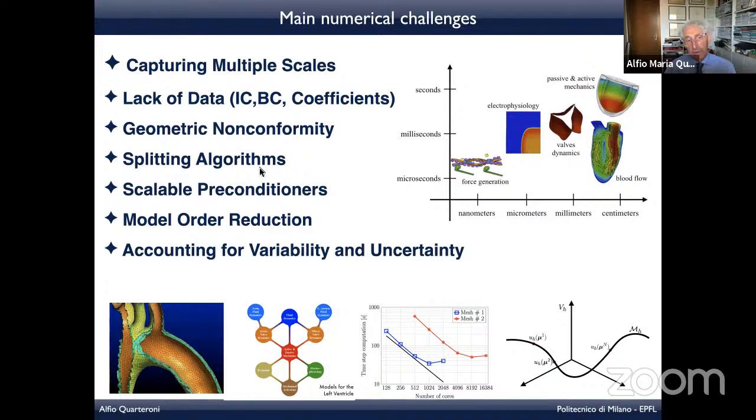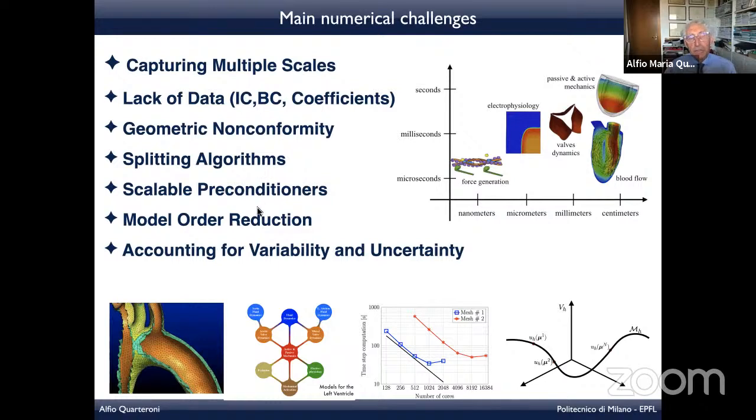We need splitting algorithms because you have this complete model that is a gigantic mathematical model that you cannot solve all together at the same time in a single shot. So you have to split all these different core components, but then we introduce splitting errors that you have to understand and to dominate and to estimate.